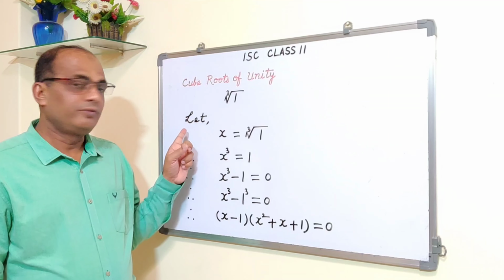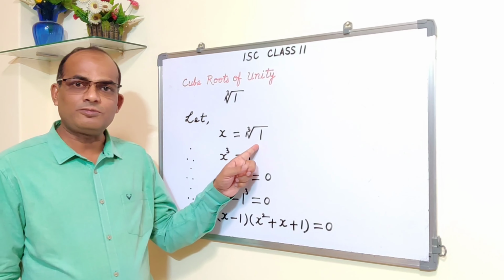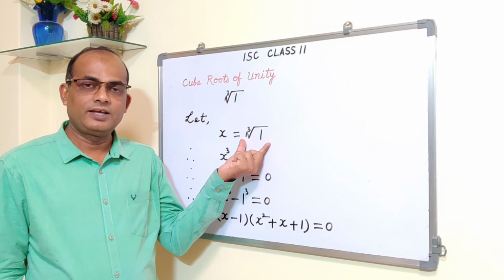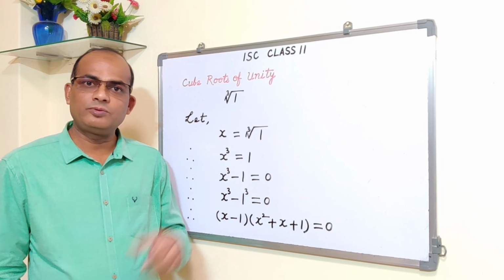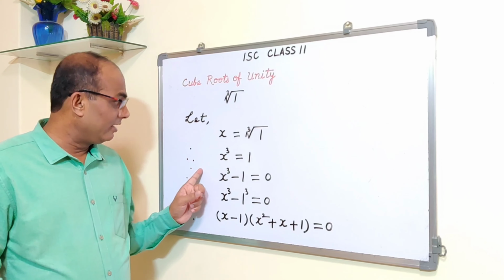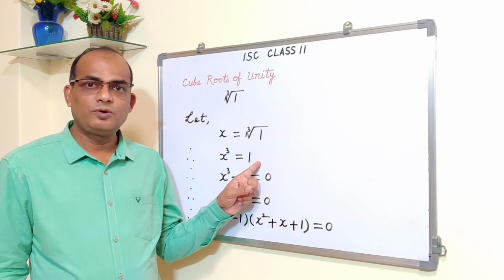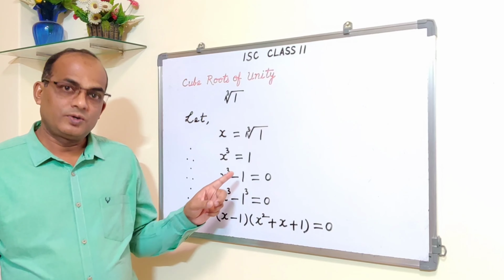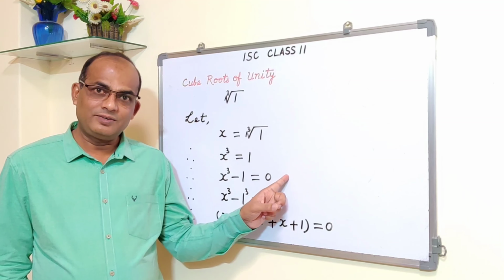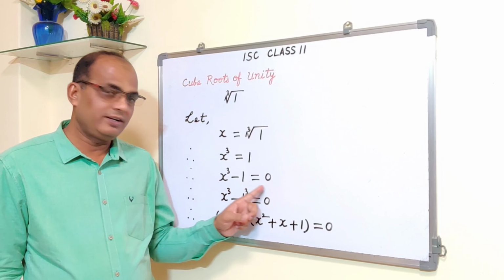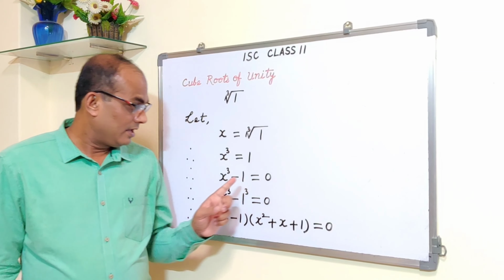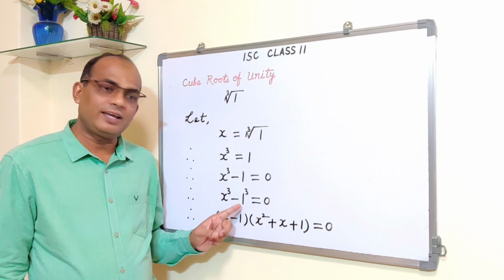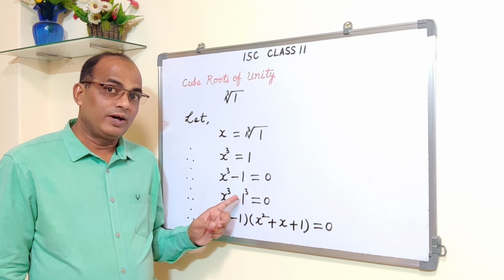Okay, so we write let x is equal to this much. We have to find out this cube root of unity. We are supposing x is equal to cube root of unity. Alright, therefore x cube is equal to 1. Now transpose 1 from right hand side to the left hand side and we write x cube minus 1 is equal to 0. X cube as it is, minus 1, we can write down 1 cube. Why are we writing 1 cube?